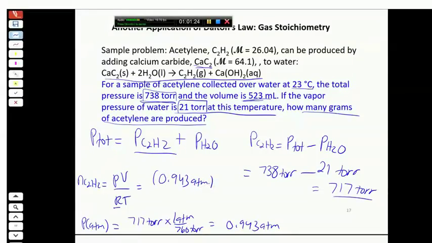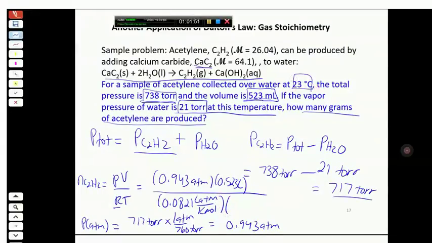We're told in this problem that we collected 523 milliliters. That's the volume of the gas, the volume the gas occupies. That needs to be converted to liters, so we have 0.523 liters of gas. Then we divide that by RT. R is the familiar universal gas constant, which you'll not have to memorize. It's on your periodic table. And then the temperature of the system is 23 degrees Celsius, which needs to be converted to Kelvin, 296. So we add 273 to that to get it into Kelvin.